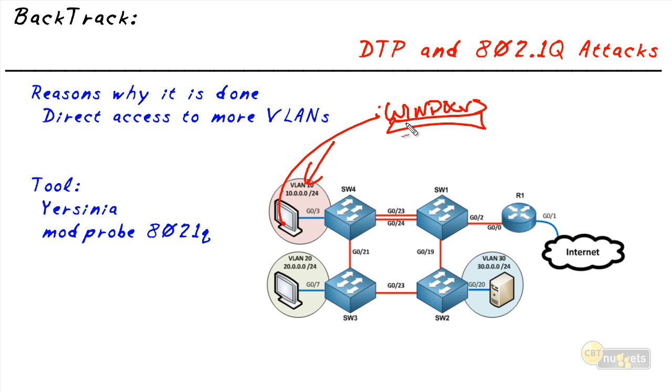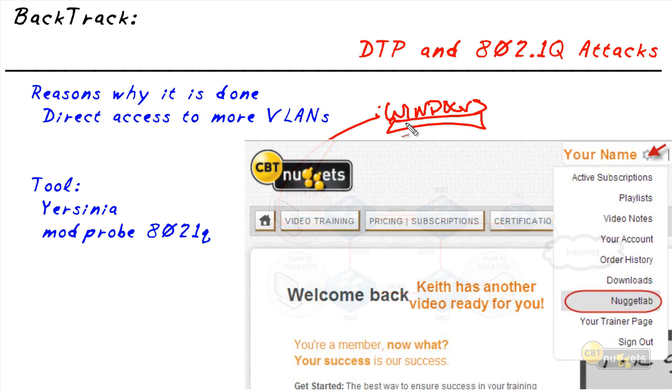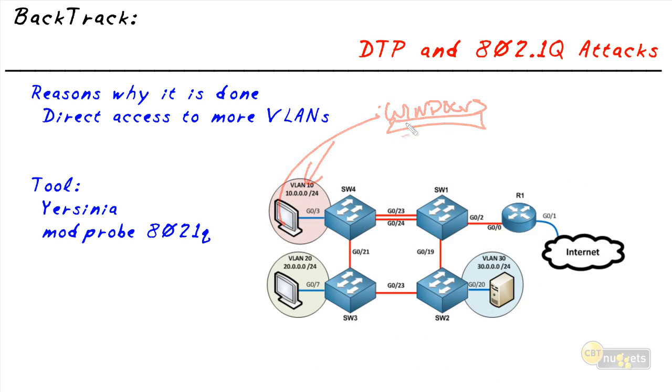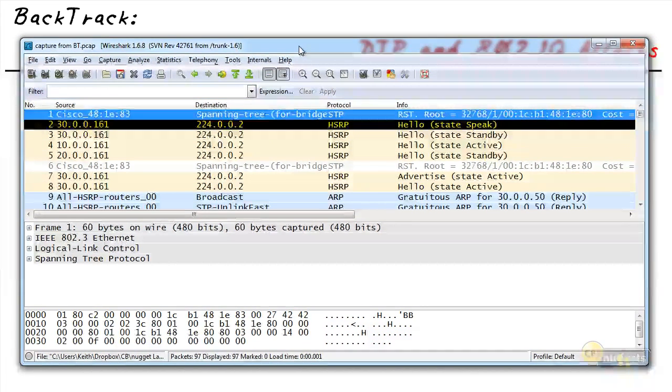Also, I've saved that capture file in the Nugget Lab download area. So if you'd like to take a closer look at it yourself, you can do so. So let's take a look at that traffic. This is all coming in on the trunked interface now of our backtrack system.